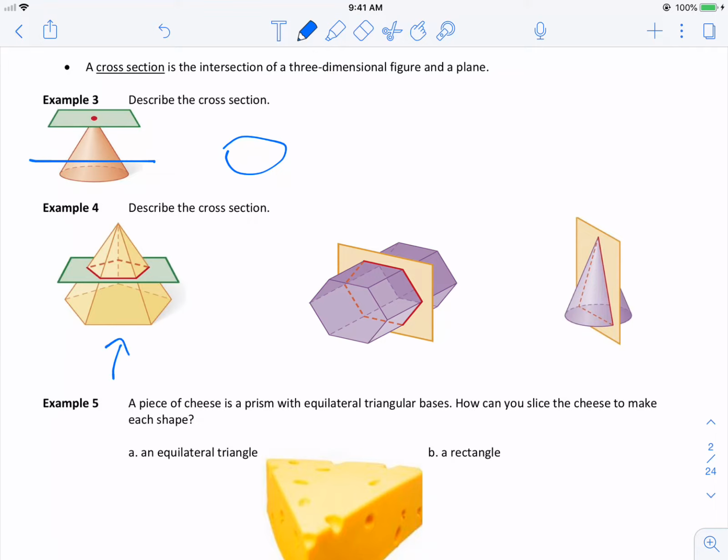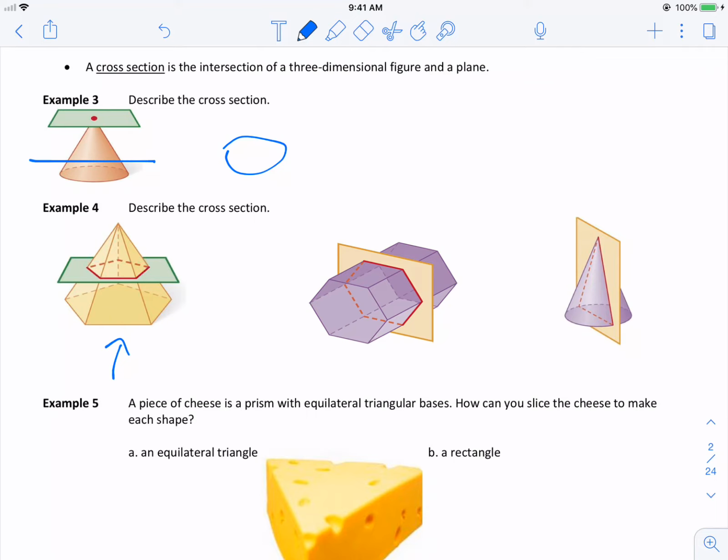Our first one right here, again, we're cutting through that pentagonal pyramid with a horizontal plane. And we can see that that cross-section, the shape that's obtained, would also be a pentagon, smaller than the pentagonal base that we have, but also a pentagon.